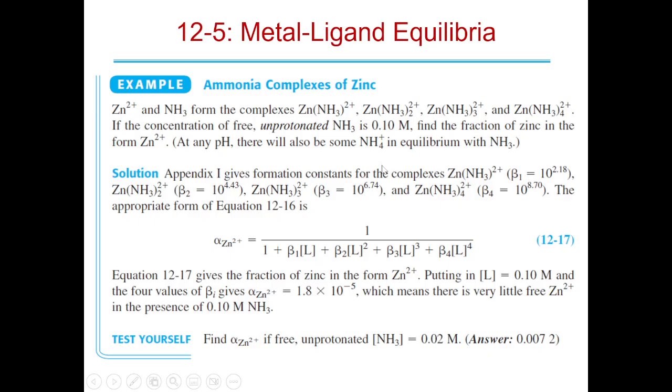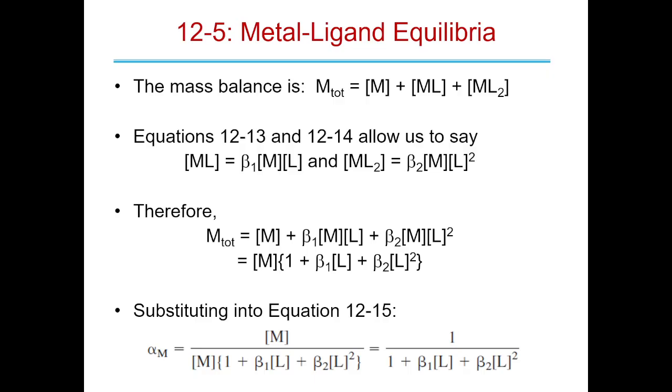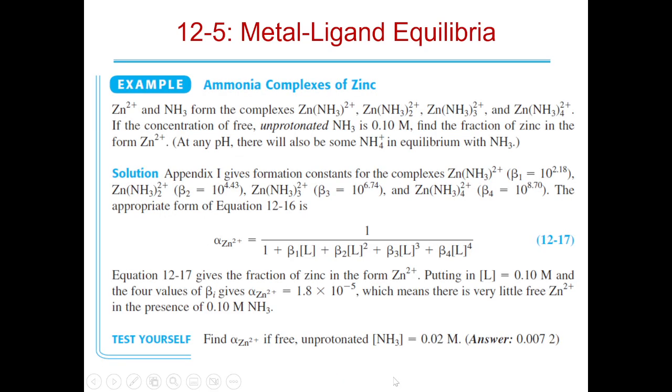Appendix 1 is going to give you formation constants for your complexes. Here we see the different complexes labeled β1, β2, β3, and β4, for 1 ammonia, 2 ammonia, 3 ammonia, 4 ammonia, you get the idea. If we put that into the equation that we just derived, this is for the 1, 2, 3, and you would keep going. You can see the pattern there, hopefully. We plug that in, and that's going to give us our fraction.